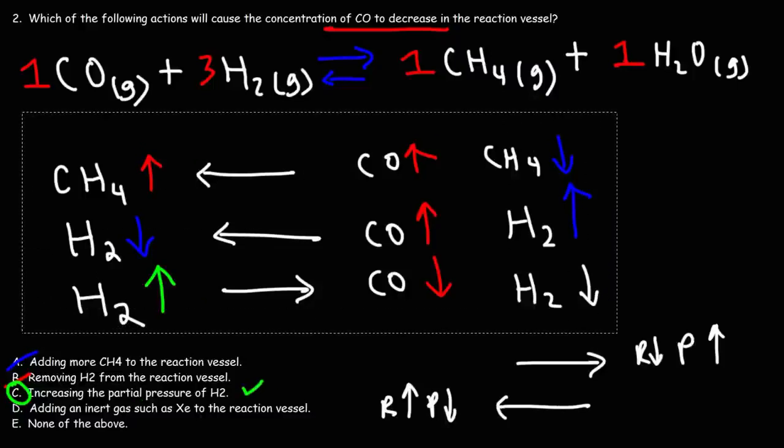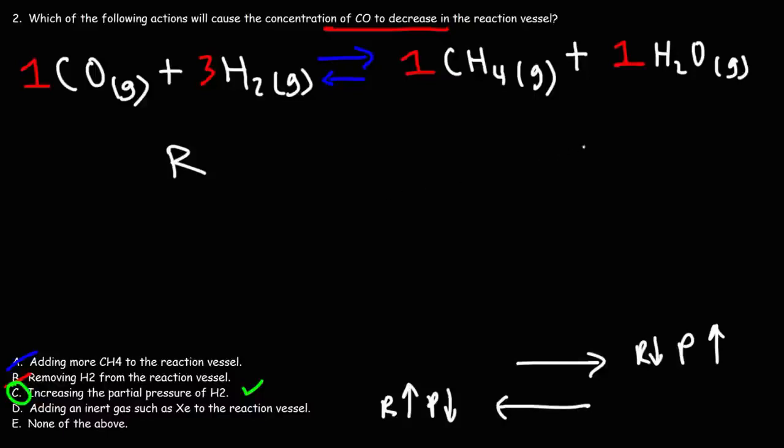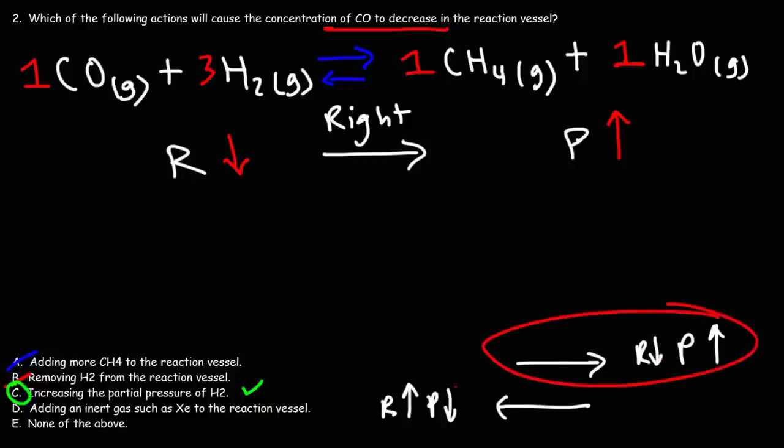So here's a good way to remember this. In a reaction, we have the reactants on the left, the products on the right. Now let's say the reaction is shifting towards the right. Notice that it's shifting towards the product side. Therefore, the products should increase in value. And it's shifting away from the reactant side. Therefore, the reactants will decrease. So that's a good way to remember what happens when it shifts to the right.